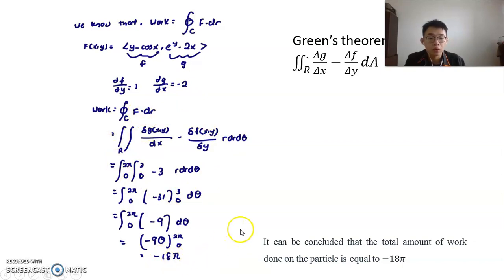So it can be concluded that the total amount of work done on the particle is equal to negative 18 pi. So basically, Green's theorem can be used to find the particle's work done as well.